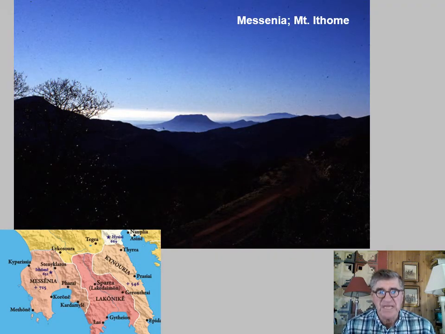Here is a view of Messenia with Mount Ithome in the middle, and the sea is just beyond it. Again, the Peloponnesus is largely mountains. There are very few alluvial plains, but between controlling Laconia and Messenia, the Spartans controlled 40% of the arable land of the entire Peloponnesus and remained basically self-sufficient in a subsistence sort of manner.